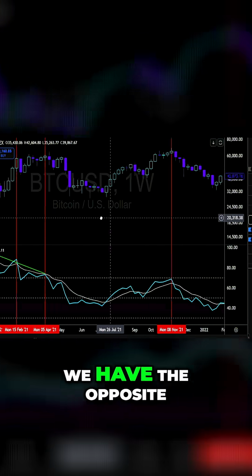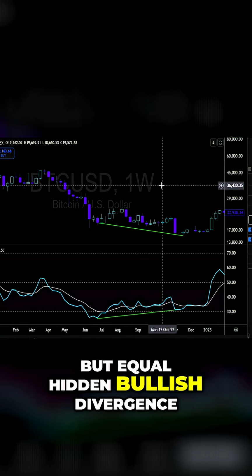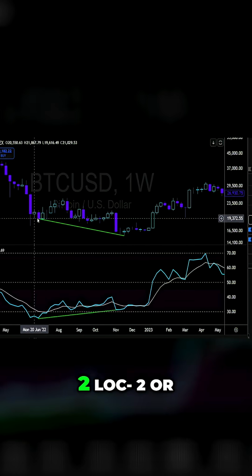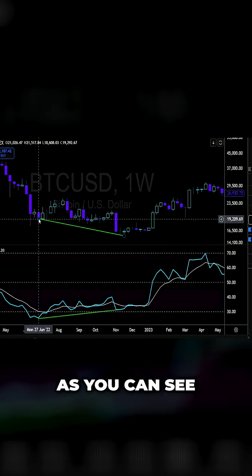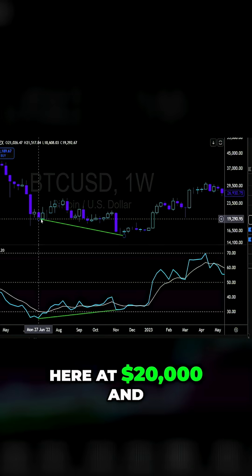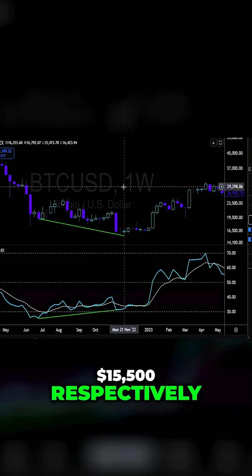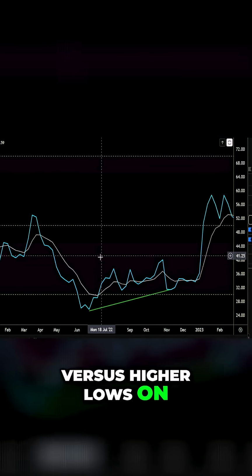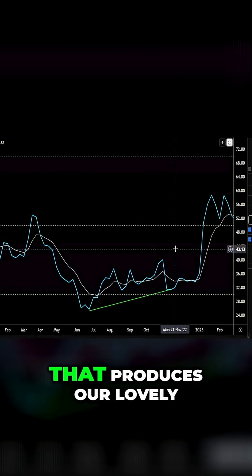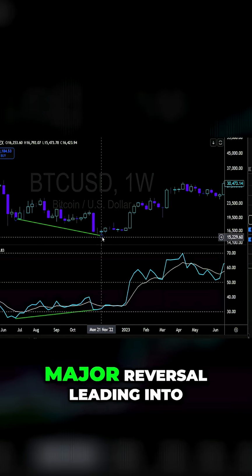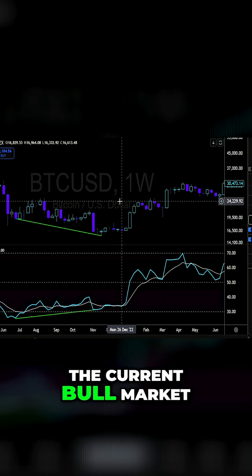Now, on the other side, we have the opposite but equal, hidden bullish divergence, which is going to compare two or more local lows, as you can see right here and right here at $20,000 and $15,500 respectively, versus higher lows on our oscillator. And in this case, that produces our lovely major reversal leading into the current bull market.